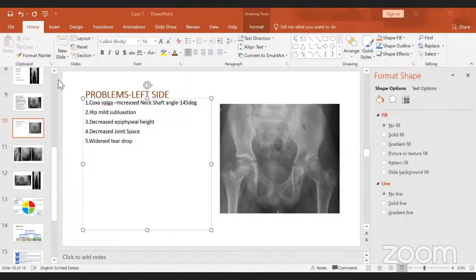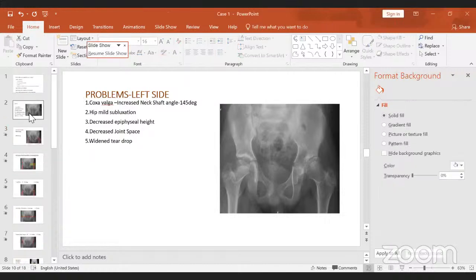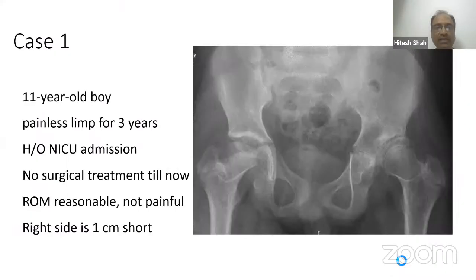Mohammed, can you share the first screen on the first case? You can share the screen and present. Yes, sir. Yeah, go to the full screen. Yeah, thank you.